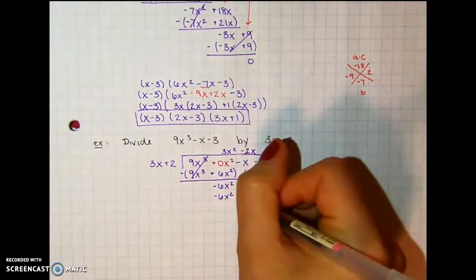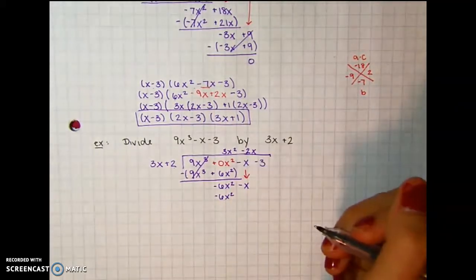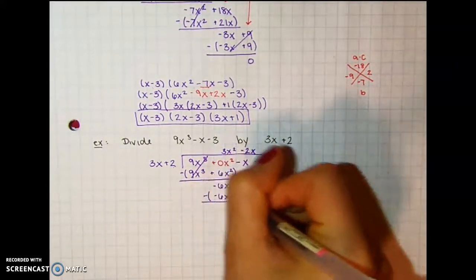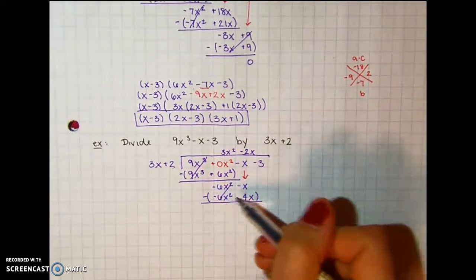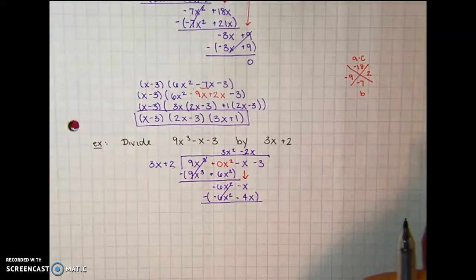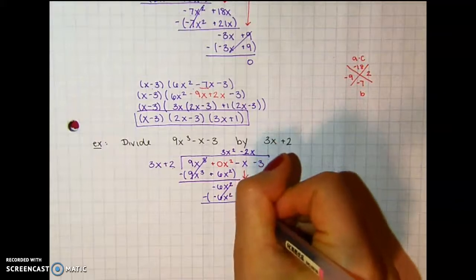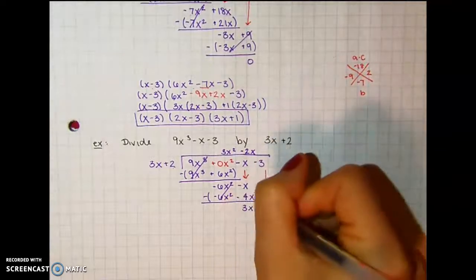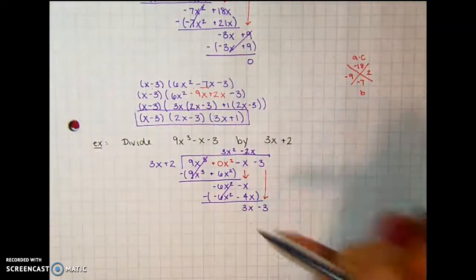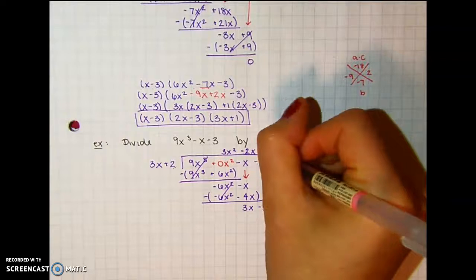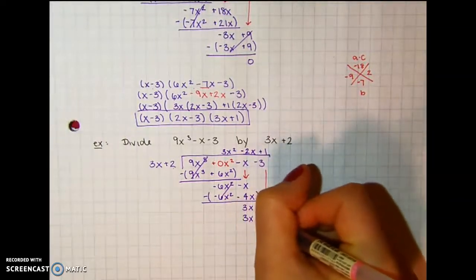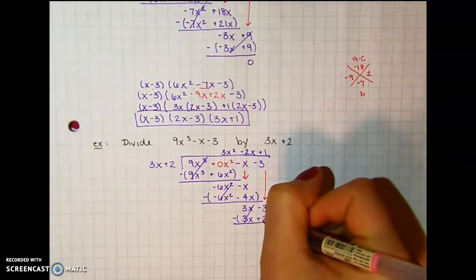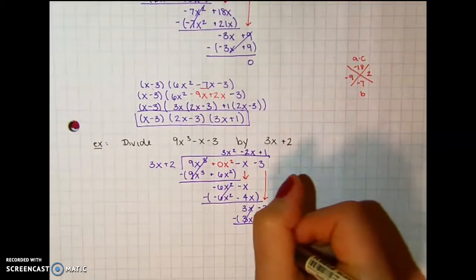Negative 2x times 3x is negative 6x squared. Negative 2x times 2 is negative 4x. Subtract. These cancel. Negative 1 minus negative 4, negative 1 plus 4, so 3x. Bring down the minus 3. What multiplies by 3x to get 3x? 1. Subtract. These cancel, and negative 3 plus 2 is negative 5.